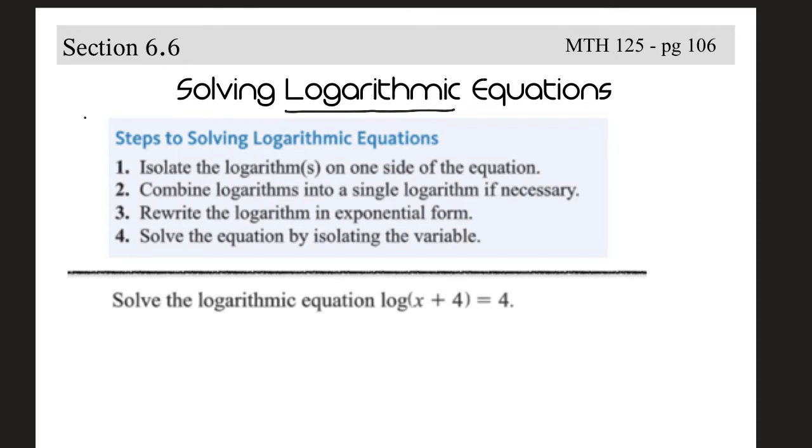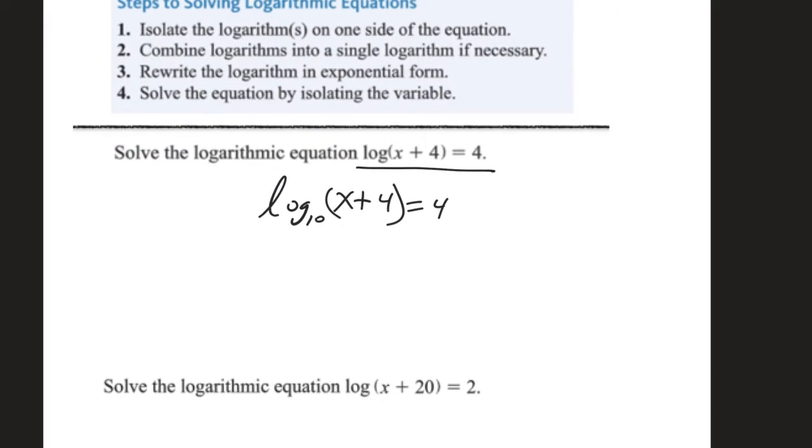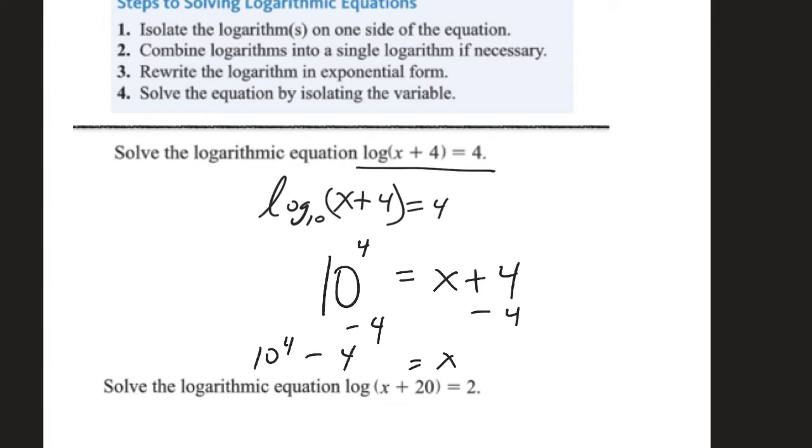For instance, on this first one here, I have the log of x plus 4 equals 4. Remember that if you don't see a base written in, we can assume it's a 10 right there. So what I'm going to do is put this in exponential form by making that 10 big, switching the 4 and the x plus 4. And then I would have to subtract 4 from both sides. So x is going to be 10 to the 4th power minus 4.